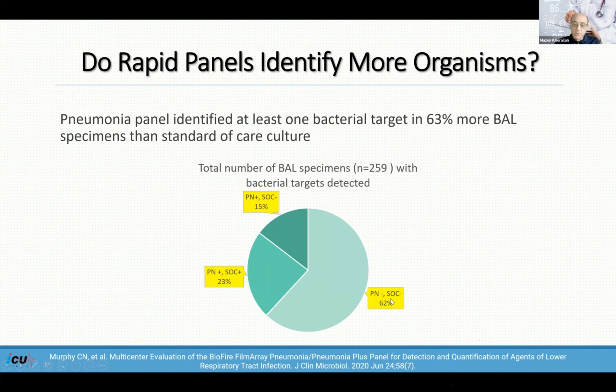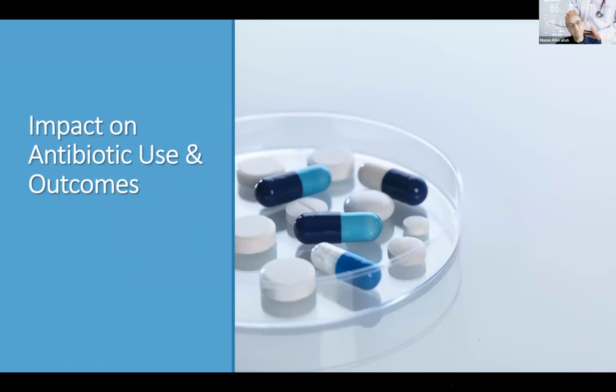So of course we need to see agreement between the standard of care and the pneumonia panel, and that is seen in 62%. They were both negative in 62% of specimens from patients suspected to have pneumonia. They both agreed and were positive in 23%. However, you can see in 15% of the cases, the pneumonia panel was positive, however, the standard of care cultures were negative. So it helped identify more organisms compared to the traditional ways of culturing.